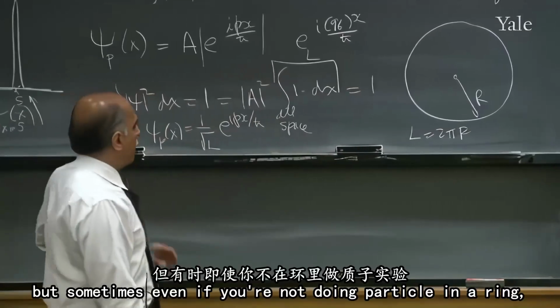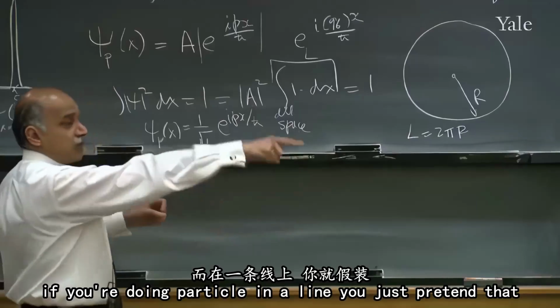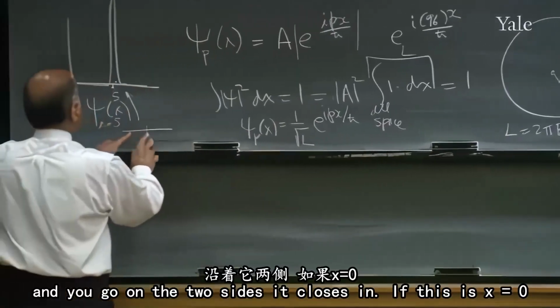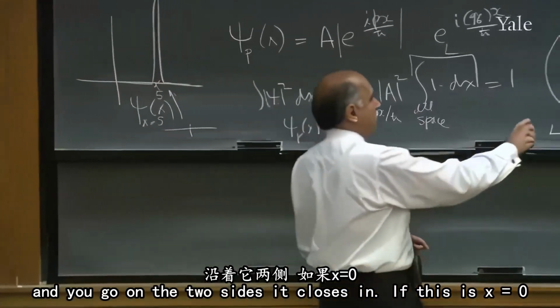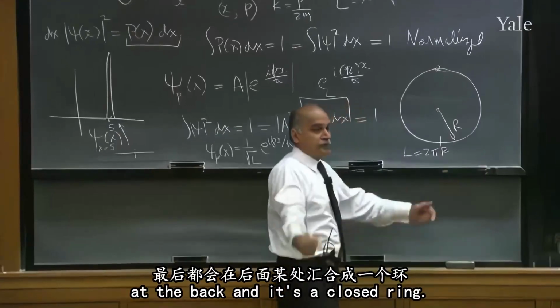But sometimes, even if you're not doing a particle in a ring, if you're doing a particle on a line, you just pretend that the line closes in on itself. If you start at the origin and you go on the two sides, it closes in. If this is x equal to 0, you go right and you go left, they all meet at the back. And it's a closed ring.